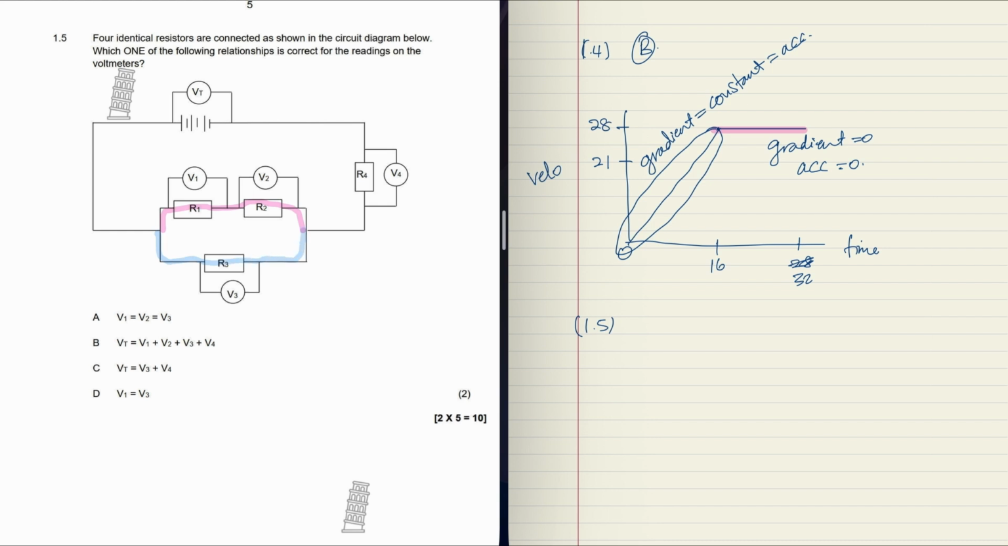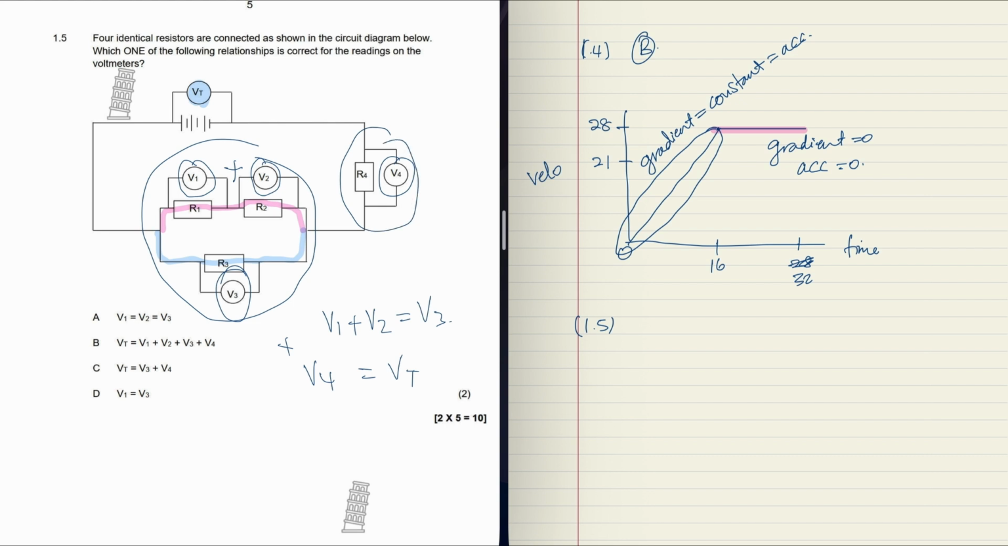So V1 and V2, if I add them up, I'm going to get V3. So V1 plus V2 is equal to V3. Then if I add V4, I'm going to get the total voltage. Because remember, the total voltage that's here needs to be divided among the parallel combination, and it needs to be divided among the series. So let's look at which option matches that.